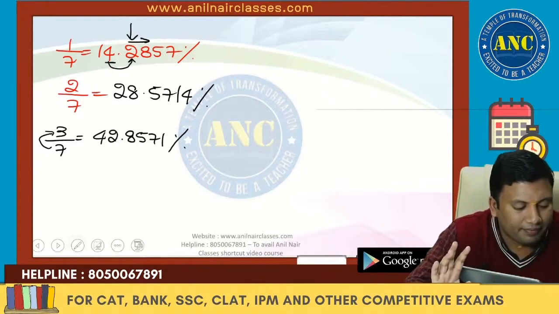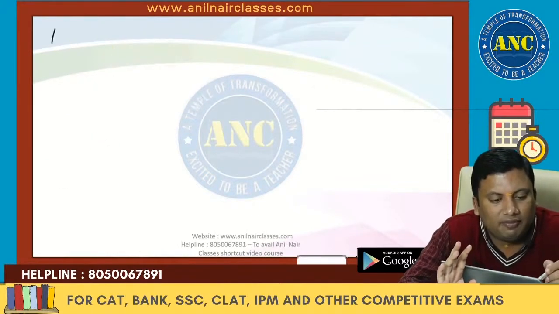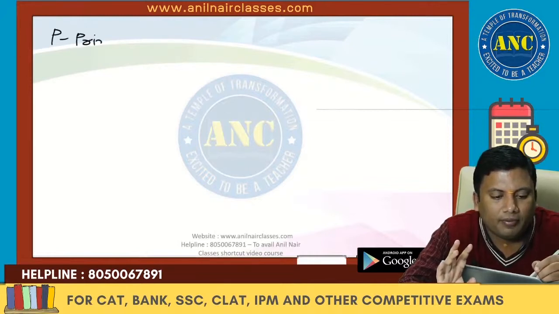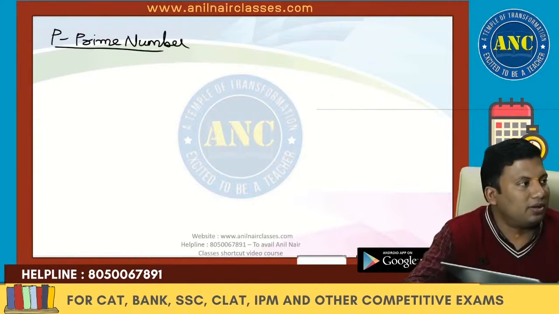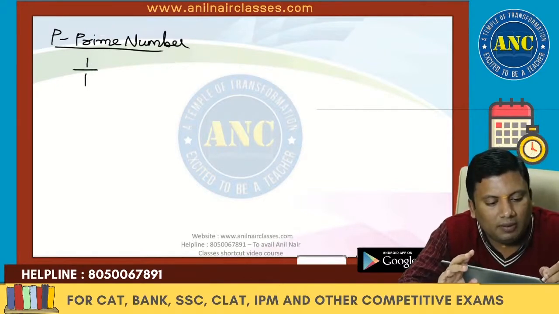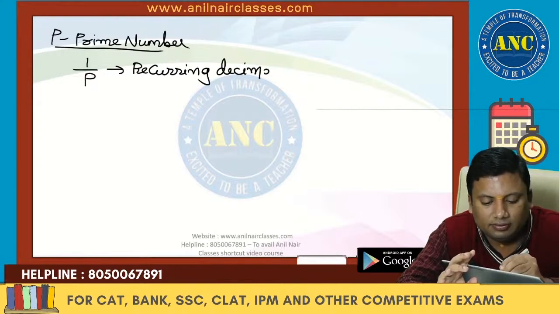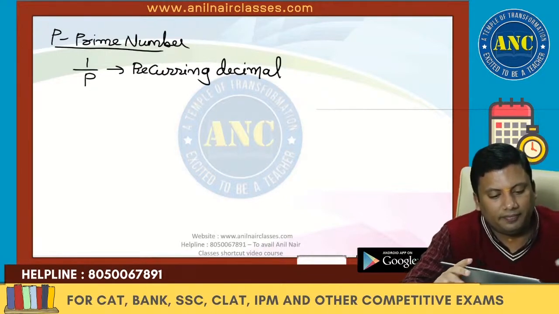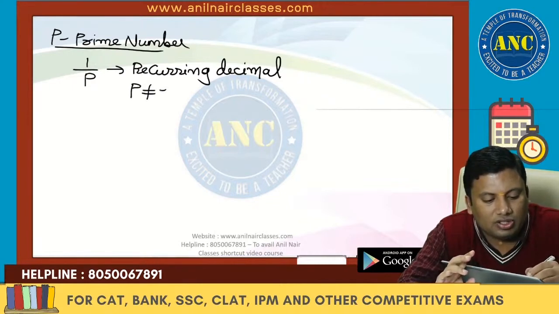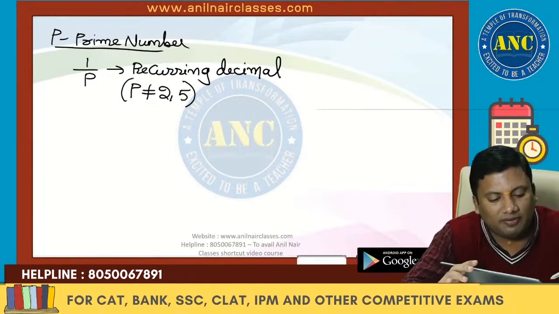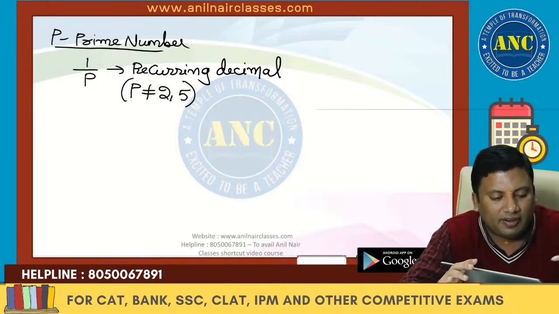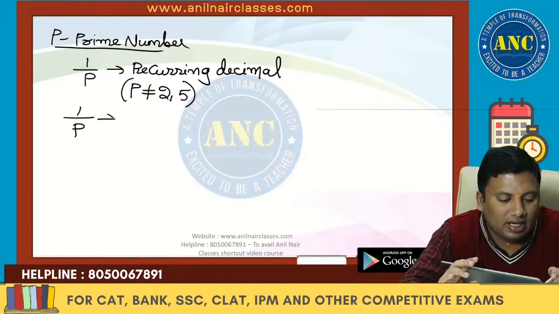Now write down. If P is a prime number, 1 by P is a recurring decimal when P is not equivalent to 2, 5, or powers of 2 and 5. Please write down this point, sir.